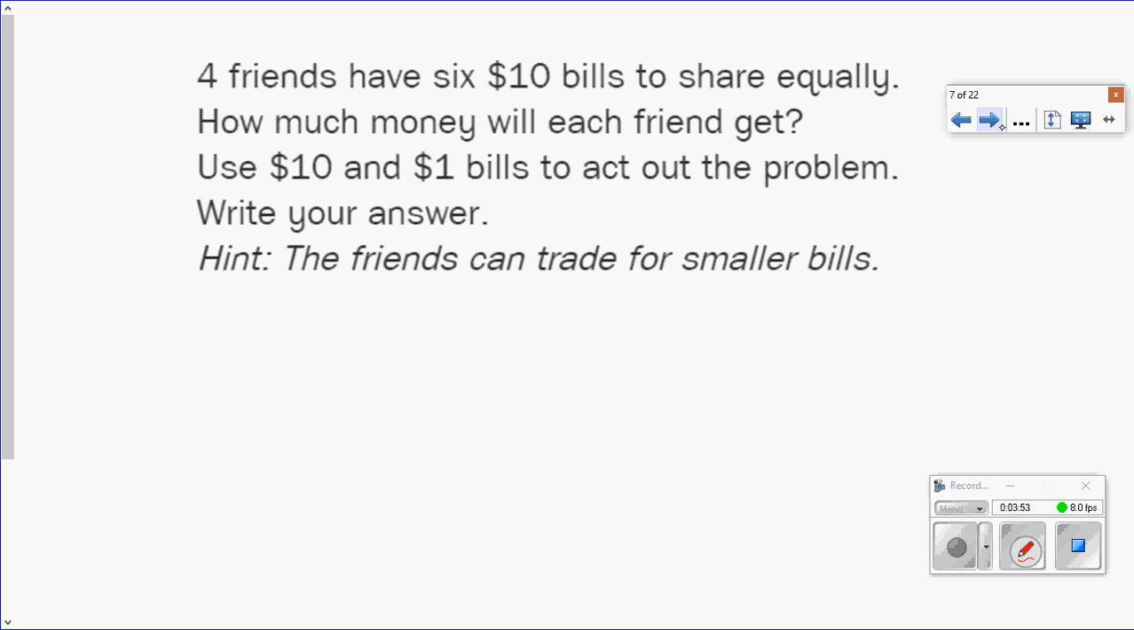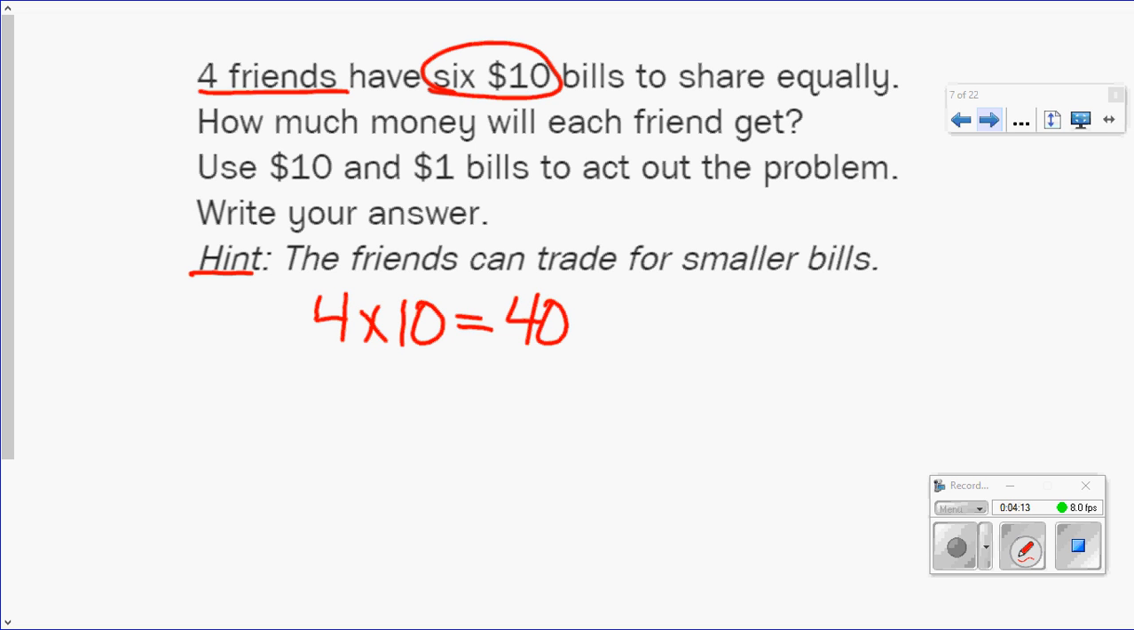All right, the hint here tells us that the friends can trade for smaller bills. Well, first of all, I'm going to look at that and say I have 4 friends, but I have 6 $10 bills. So if I gave each of my friends 1 $10 bill, that would give me 40. Well, I started out with 60, so let's take away that 40 because I gave 40 away, and that leaves me with 20. Okay, so I have $20 to divide amongst 4 people.